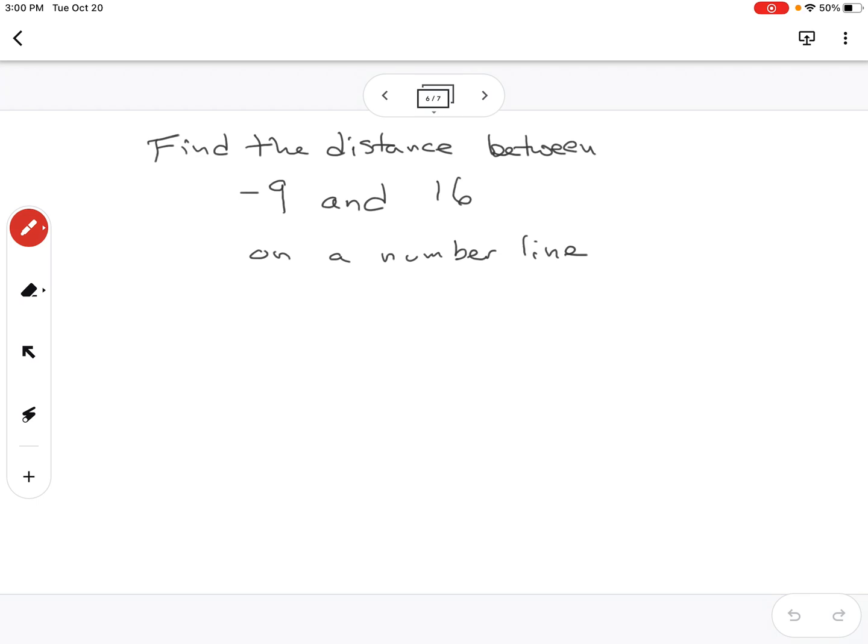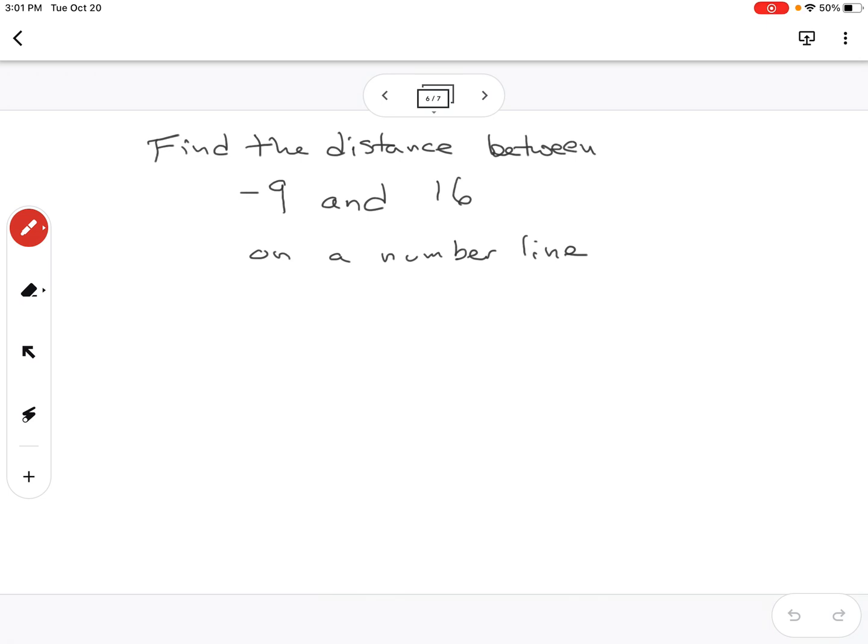All right, find the distance between negative 9 and 16 on a number line. Go ahead and pause the video and see if you can draw a number line, or without drawing a number line, try to find the distance between negative 9 and 16 on the number line.